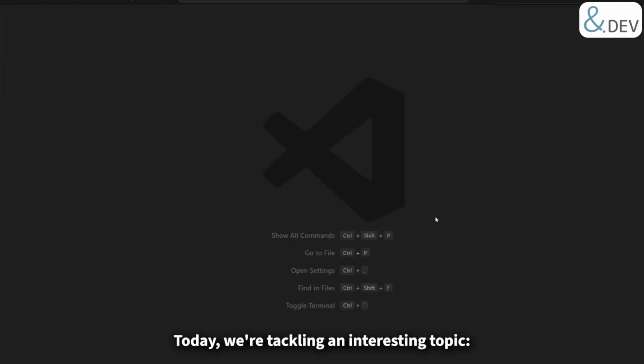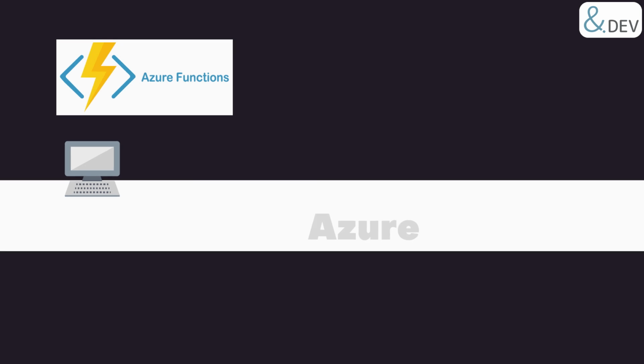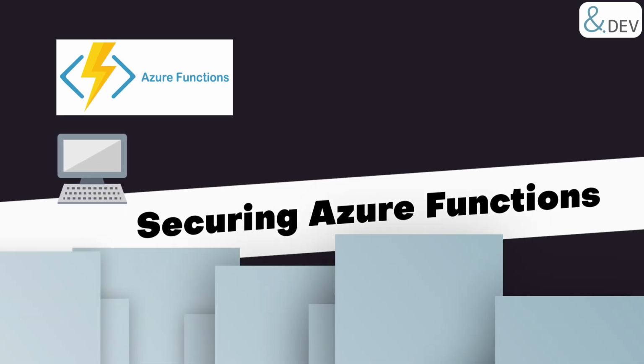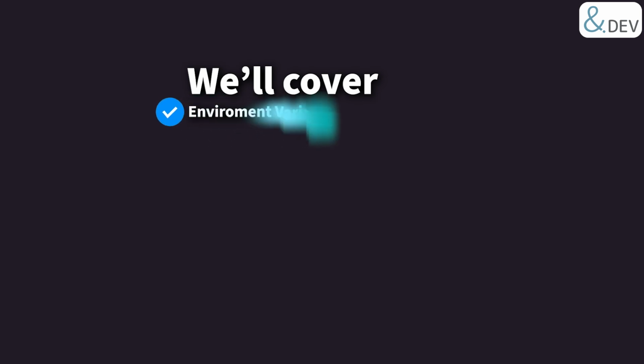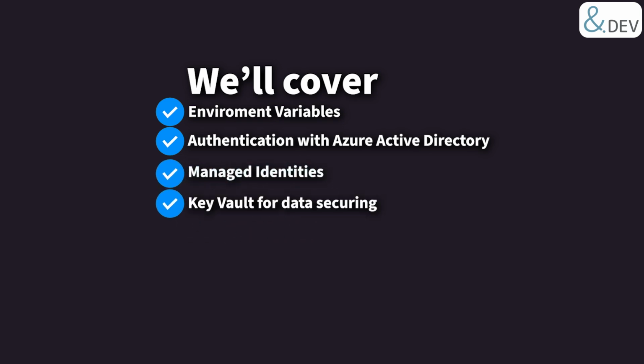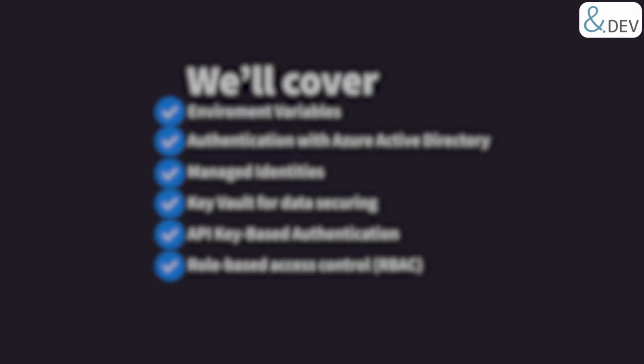Today we are tackling an interesting topic, securing Azure Functions, which we'll split into two video series. We'll cover environment variables, authentication with Azure Active Directory, managed identities, Key Vault for data securing, API key-based authentication, and role-based access control. Let's begin.